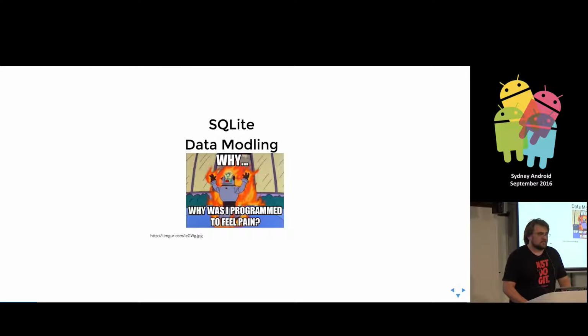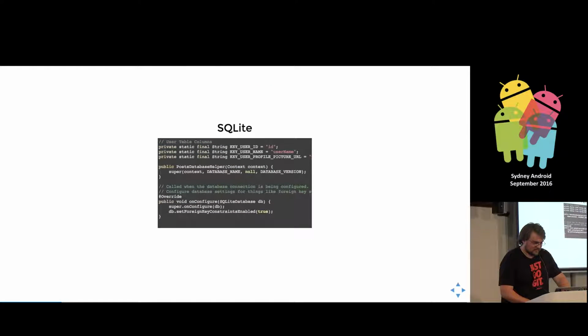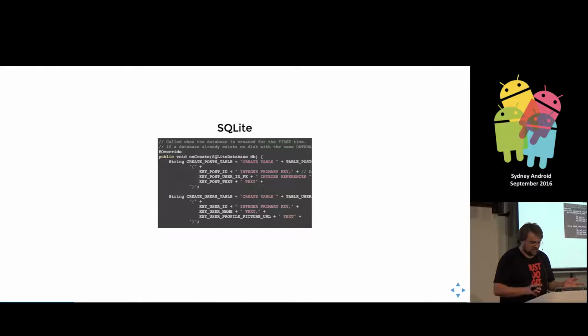So, SQLite data modeling. I find this quite painful, mostly because we have to define strings for each of our columns, and then we have to extend this helper class, and we have to set up the database, and then we have to write the create table logic, and all this is just strings. So if you misspell something, there's nothing really to stop you. There's no real protection until you're falling off the motorcycle and going grazing across the turf, and the only thing you've got is your Kevlar jeans to protect you.